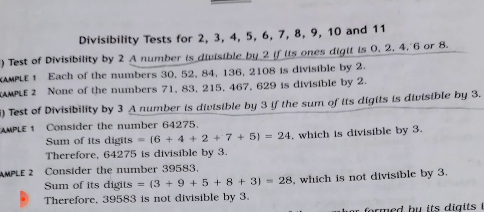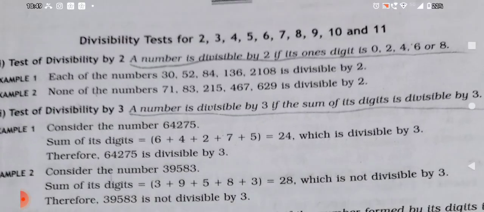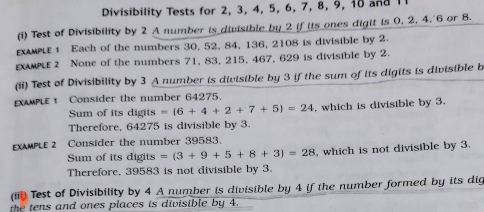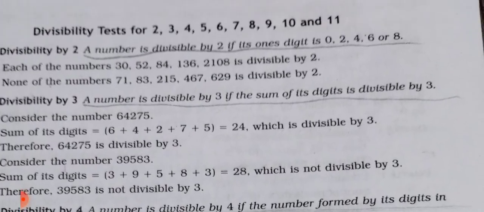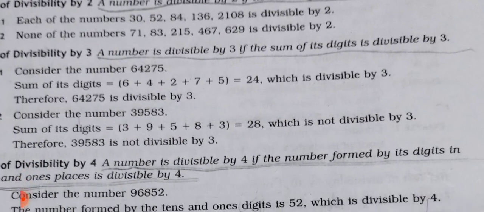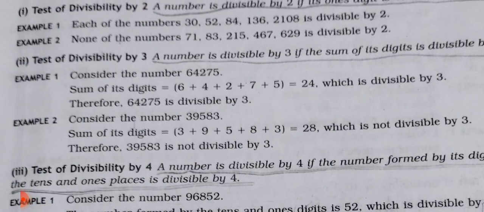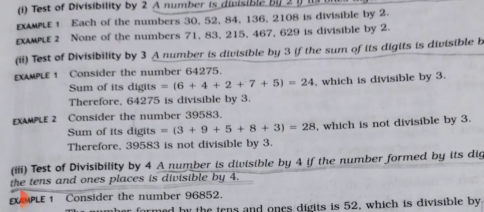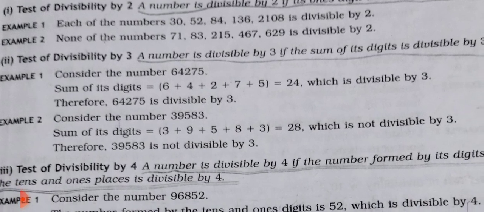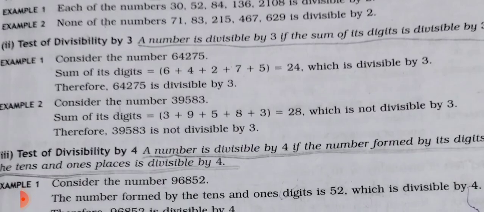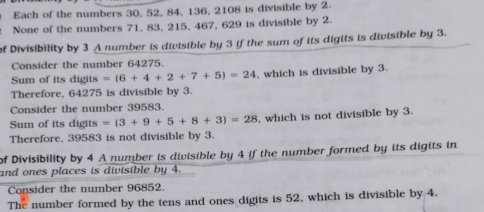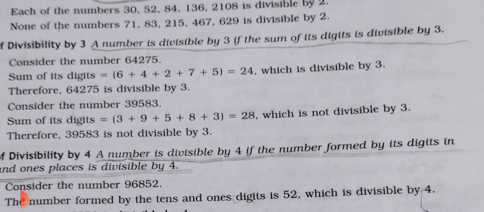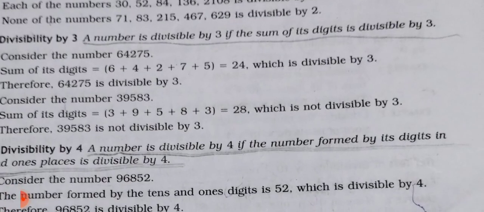Divisibility test for 2, 3, 4, 5, 6, 7, 8, 9, 10 and 11. A number is divisible by 2 if its ones digit is 0, 2, 4, 6 or 8. 1. Each of the numbers 30, 52, 84, 136, 2108 is divisible by 2. None of the numbers 71, 83, 215, 467 and 629 is divisible by 2.